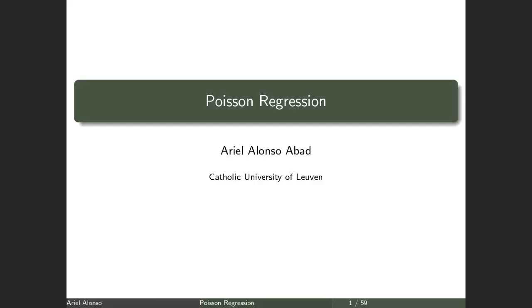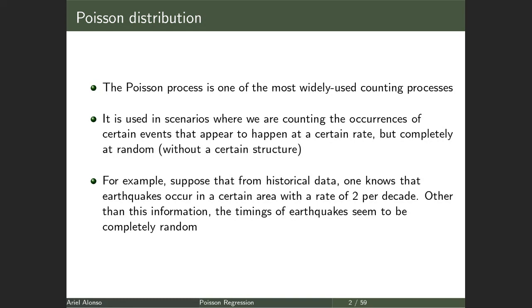Okay, today we are going to study another very important element of the GLM family, and that is the Poisson regression model. We have seen already the linear regression model, we have seen the logistic regression model. Another relevant member of the family is the Poisson regression model. Now, the Poisson distribution, the Poisson process, is probably the most used distribution when you are dealing with counting.